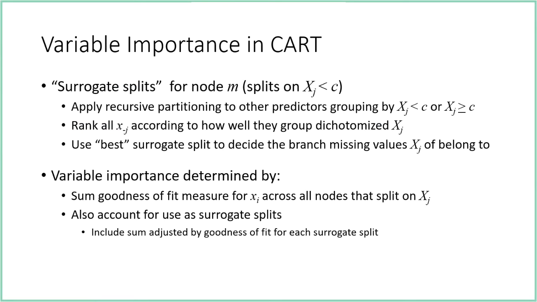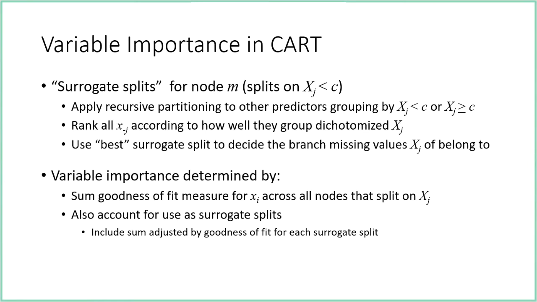So the first thing we need to understand is, as CART is doing this recursive partitioning, as it's picking its splits, it also does something called defining a surrogate split. So at each node in the tree, so at each point it's making a split in the tree, it groups the other predictors by, so if it splits at xj less than c, it groups all the other predictors by xj less than c or xj greater than c, and then it ranks all predictors that aren't xj. So if we're talking about x2, it'll rank x1, x3, x4, x5, x6 relative to how well they dichotomize xj. And then it picks the best surrogate split to decide the branch that a missing value of xj might belong to.